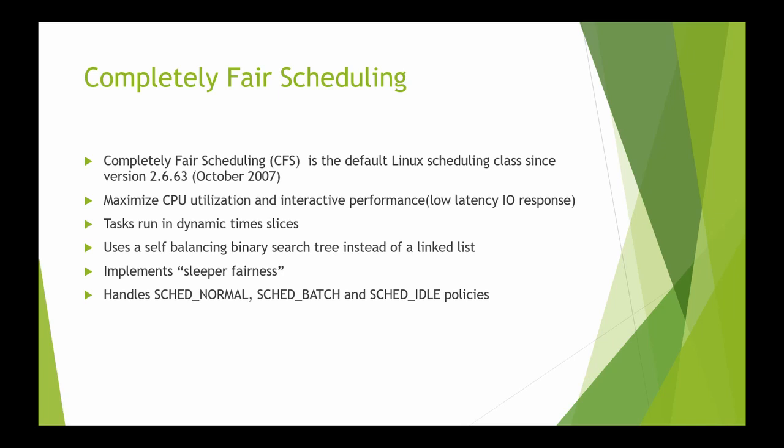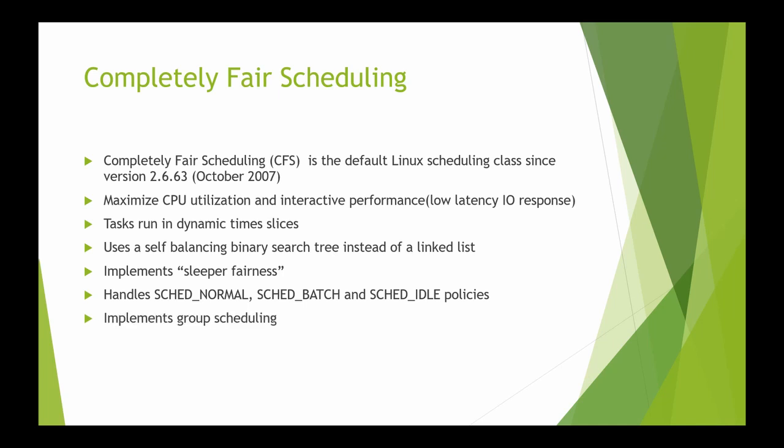Completely fair scheduling handles the SCHED_NORMAL, SCHED_BATCH, and SCHED_IDLE policies. The SCHED_NORMAL policy is the default policy for Linux. The SCHED_BATCH policy handles tasks that are CPU bound. These tasks get allocated a very large portion of the CPU time. However, they do have a lower priority than SCHED_NORMAL tasks. Finally, the SCHED_IDLE policy is the policy given to the idle process that runs when there are no other runnable processes.